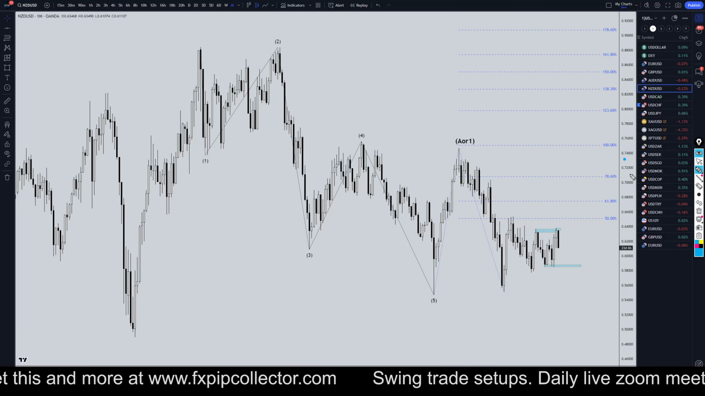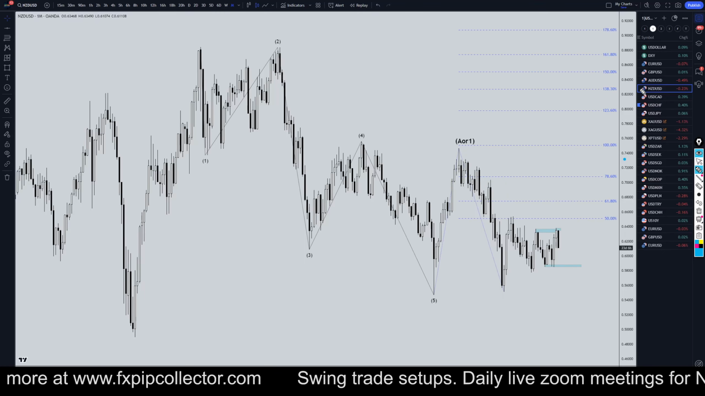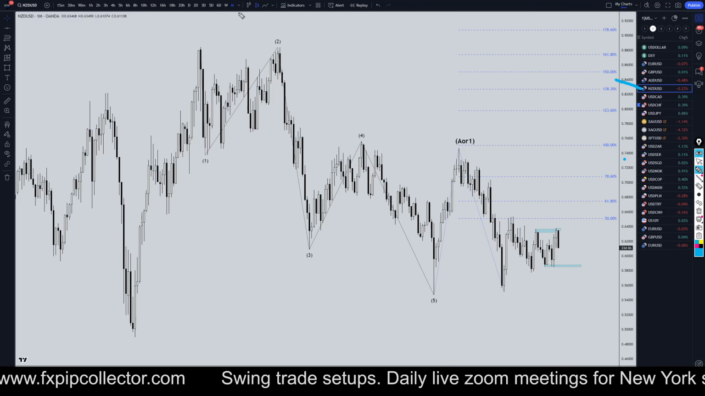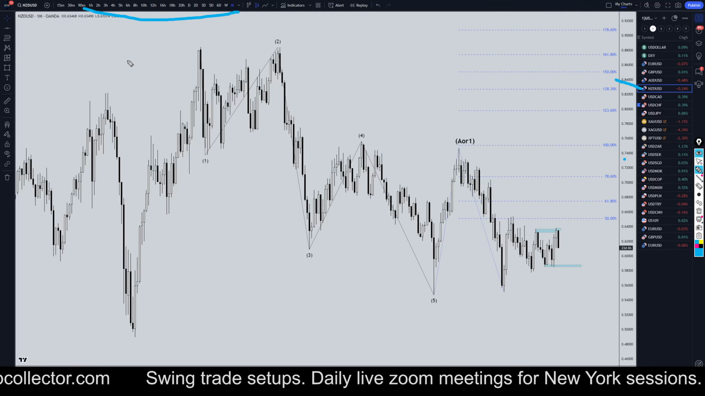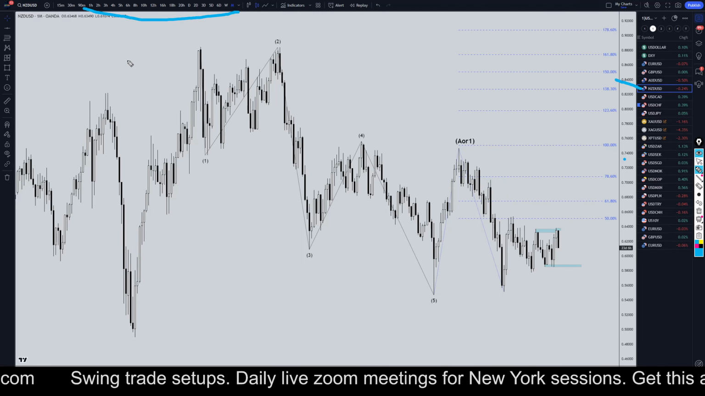Today is Tuesday, October 8th, and I'm going to be analyzing the Kiwi dollar, starting on the monthly, working my way all the way down to the 1 hour time frame for the full top-down analysis.